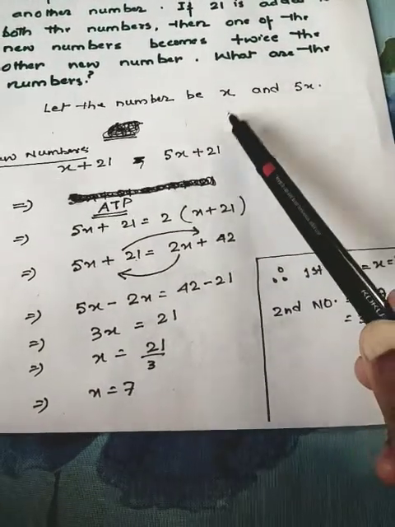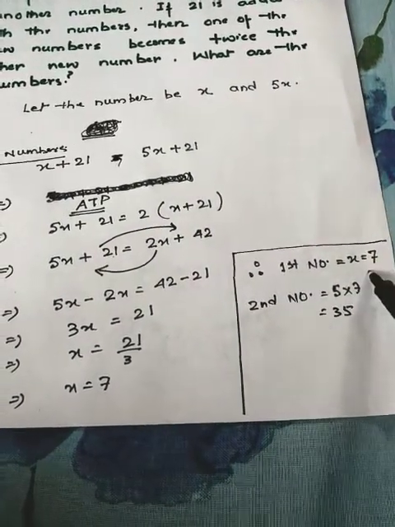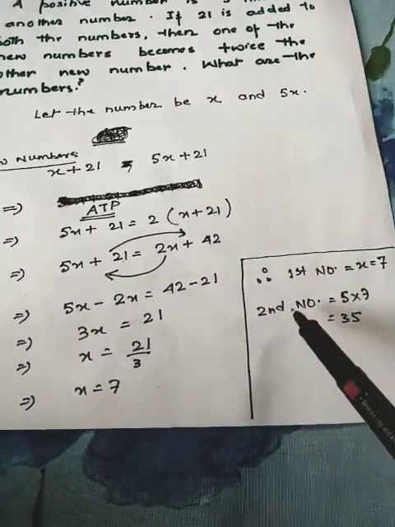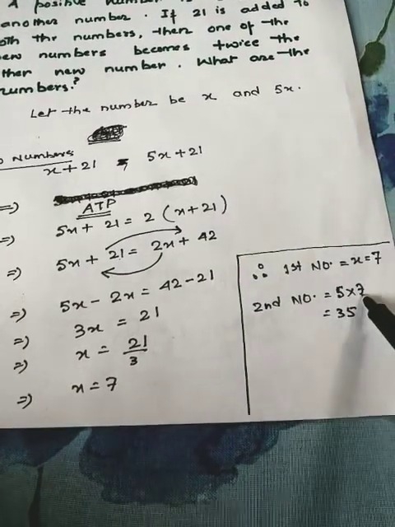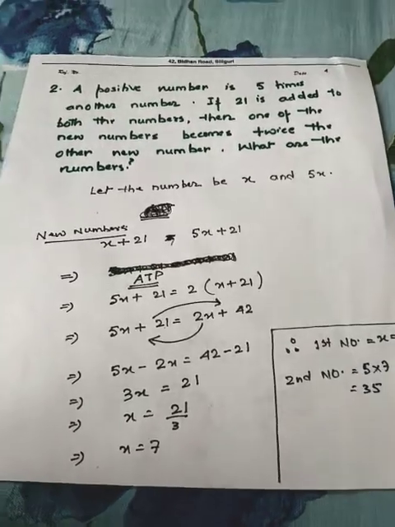Now what was x? x is the first number, so the first number is x equals 7, and what will be the second number? The second number is 5x, that means 5 into 7, that is 35. So these are the two required numbers. So this is the solution of question number 2.